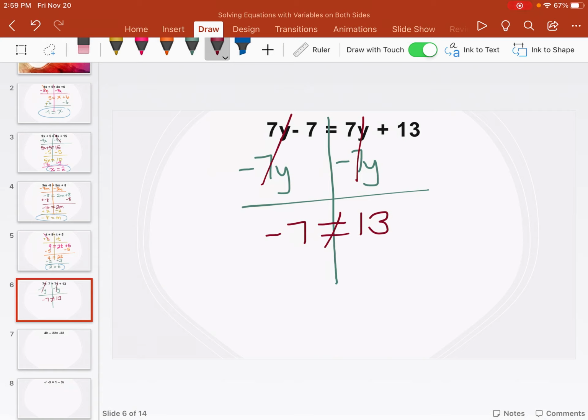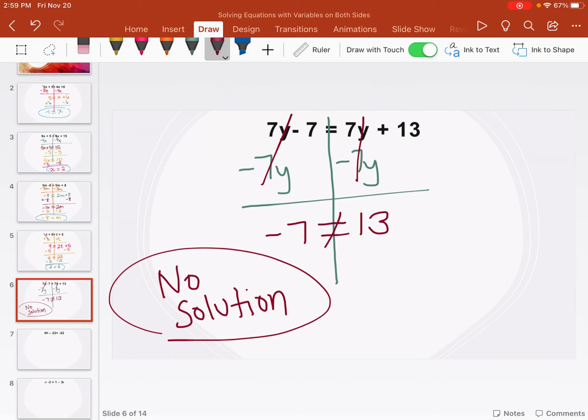So here's the thing with this problem. When I solve it out, it gives us these two numbers that are not equal to each other. When this happens, this is a special type of problem. Our actual answer that we would write would be no solution. You will actually write those words, no solution. And here's why. There's no number that I could put in for y to make this problem true. Not 0, not 1, not -17, nothing. There's no numbers that I could possibly put in for y that would make this a true statement.